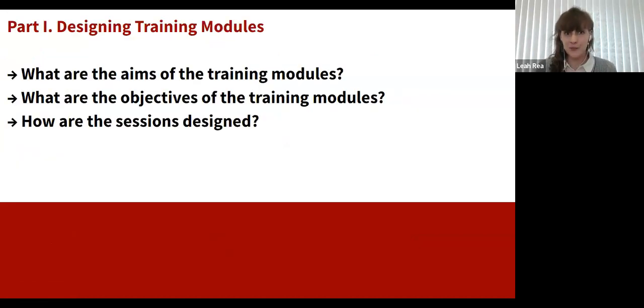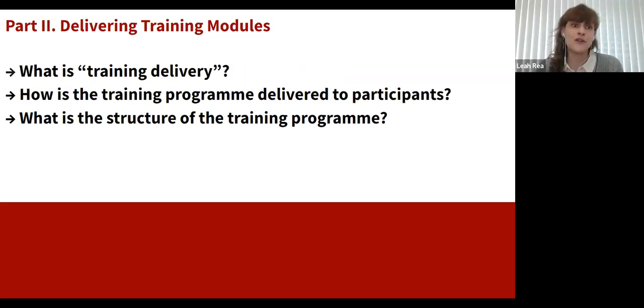So today will be broken into two parts, as always. Firstly, looking at designing the training modules and the core topics within that part. We really will look at what the aims and objectives of the training program are, as well as how we design those training sessions. And then part two, looking exclusively at delivery, and firstly looking at what we mean by training delivery, as I think that really underlines the training program as part of the overall simulation. Then looking at how exactly the training program is delivered to our participants and in what structure that happens.